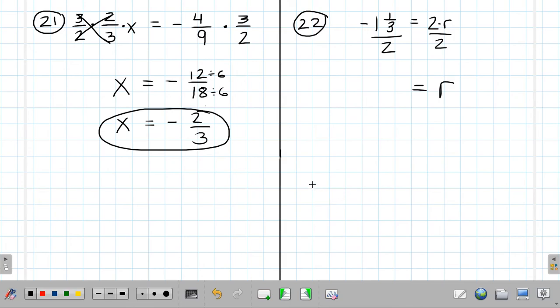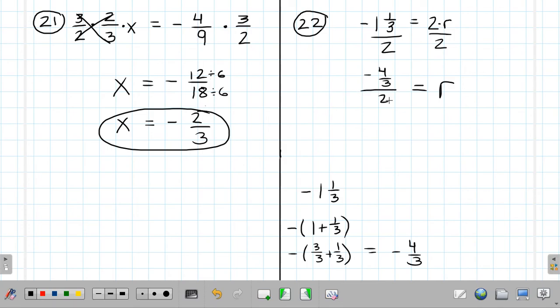Well, I'm going to go down here and negative 1 1/3. Well, that's going to be negative 1 plus 1/3. So that's negative 3/3 plus 1/3. So this is actually negative 4/3. That's what this fraction is. So we have negative 4/3, all of that divided by 2.